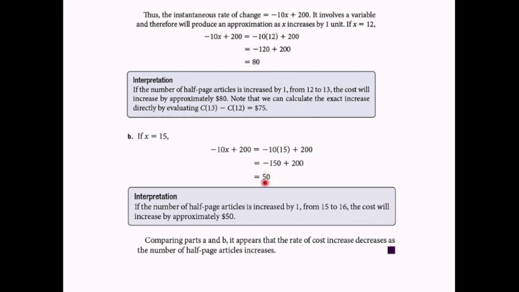So this means when the company is producing 15 half-page articles, we can estimate that the change in cost when we increase by one more article would be 50. Then if we want to find the exact value, we can plug in 15 and 16 for x into the function and subtract, and we can find the exact difference in cost.